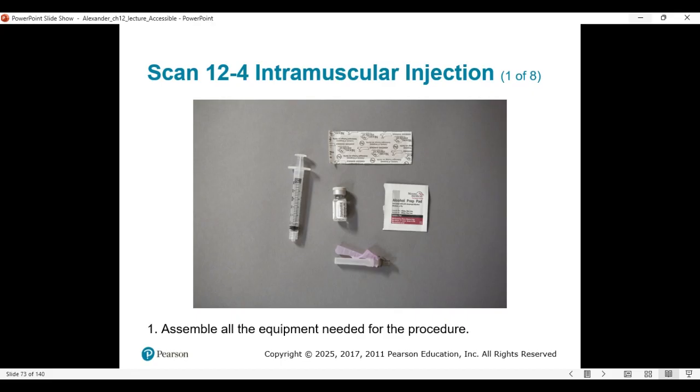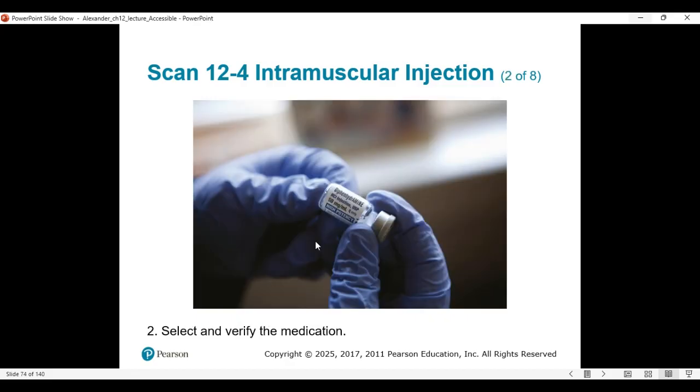For intramuscular, we're going to assemble our equipment. Again, you're going to need the medication, a syringe, an injection needle, one properly sized for the IM, an alcohol prep and a Band-Aid.